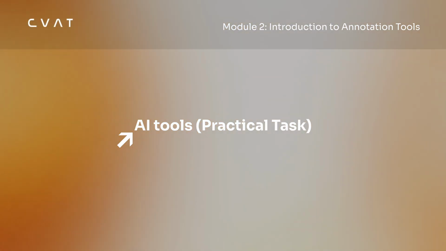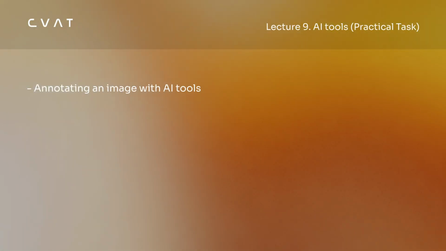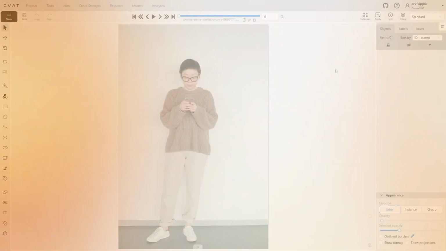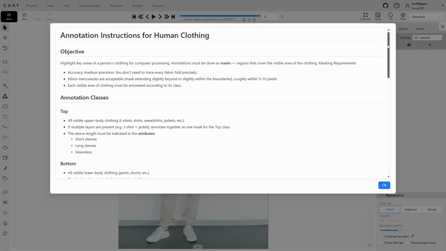In this video, we'll show how to annotate an image using AI tools in a real project. Let's go! Let's open the instructions. The goal of annotation in this project is to highlight the key elements of clothing by creating masks that fully cover the visible area. A medium level of detail is used when creating masks. Minor inaccuracies are allowed. Capturing some background or slightly offsetting from the edge of the clothing within approximately 5 to 10 pixels is acceptable. Each visible area of clothing is annotated according to its designated class.